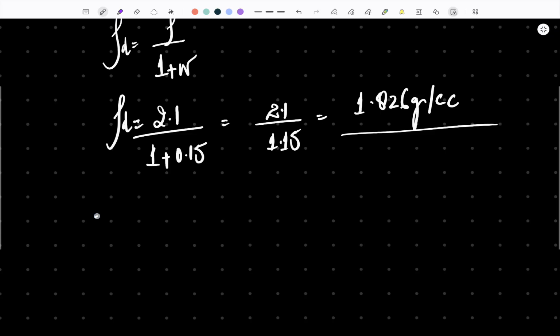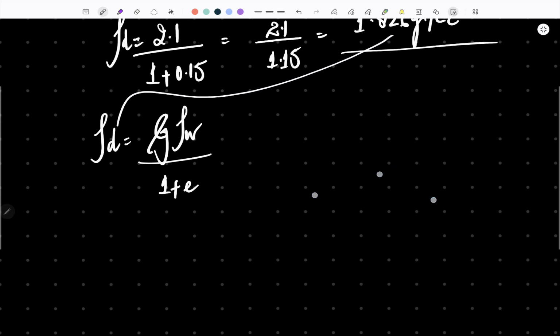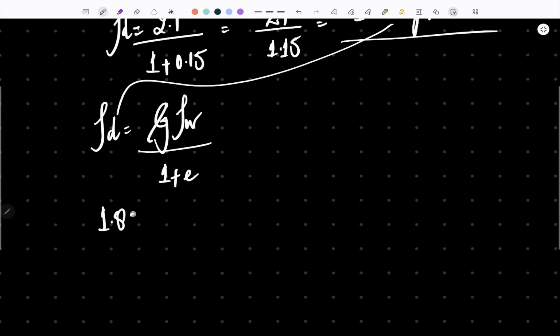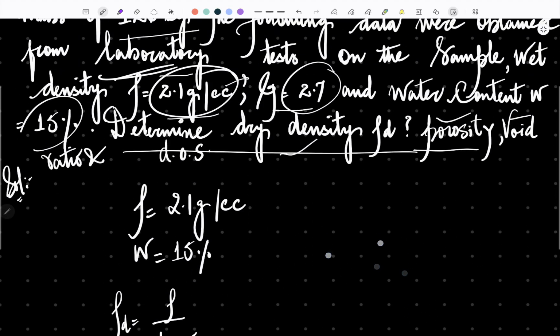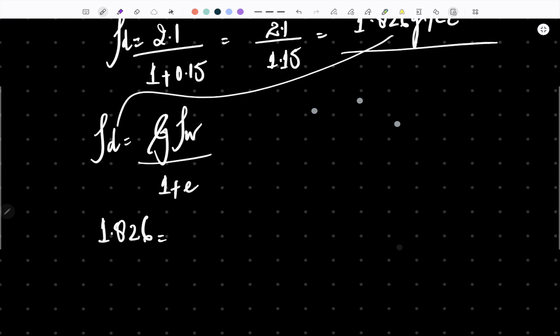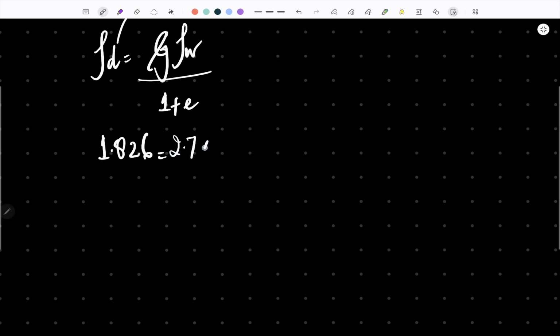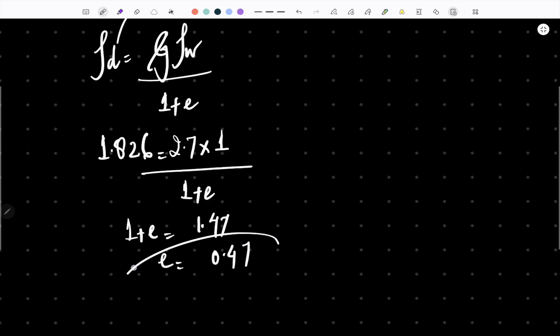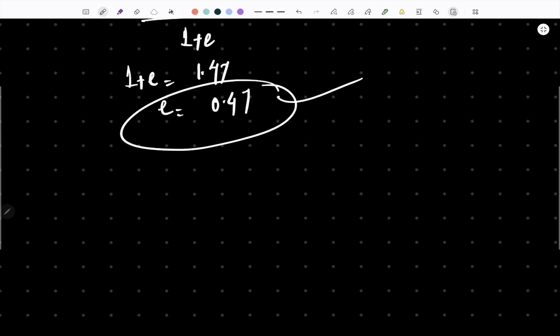Listen carefully. We also know that dry density is equal to, if I use the generalized formula, G times density of water divided by 1 plus e. Since I have already calculated this, it will go here, 1.826. Specific gravity of soil solids we have to use as 2.7 as given in the data. Density of water is 1 gram per cc, divided by 1 plus e. So 1 plus e is equal to 1.47 as per the calculation. So e is equal to 0.47. So the void ratio we have also calculated, and it came equivalent to 0.47.